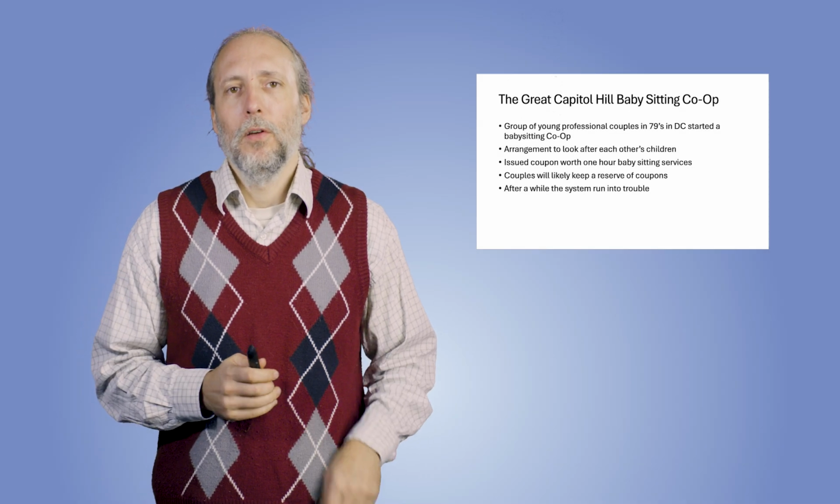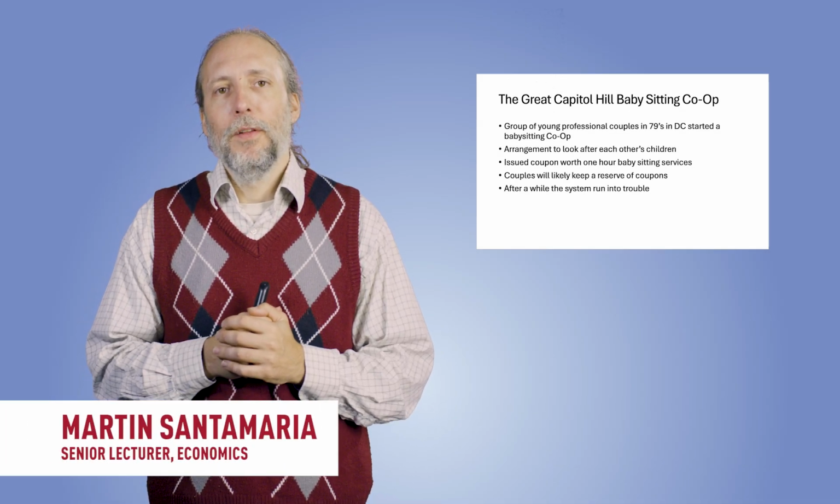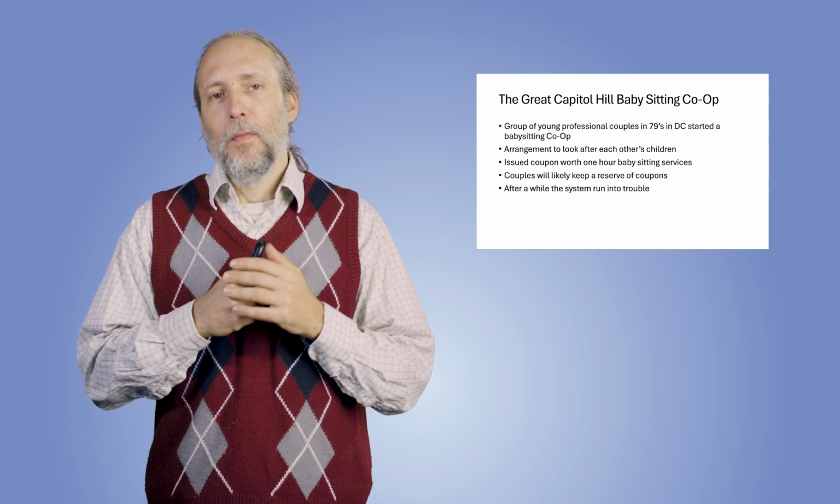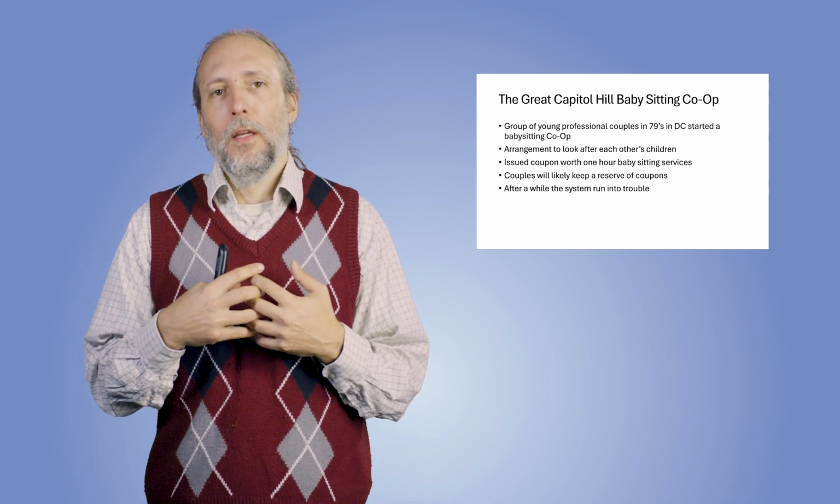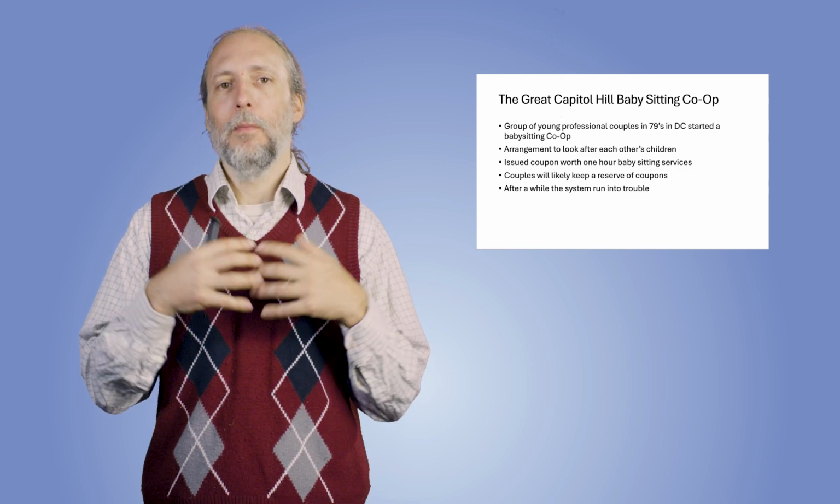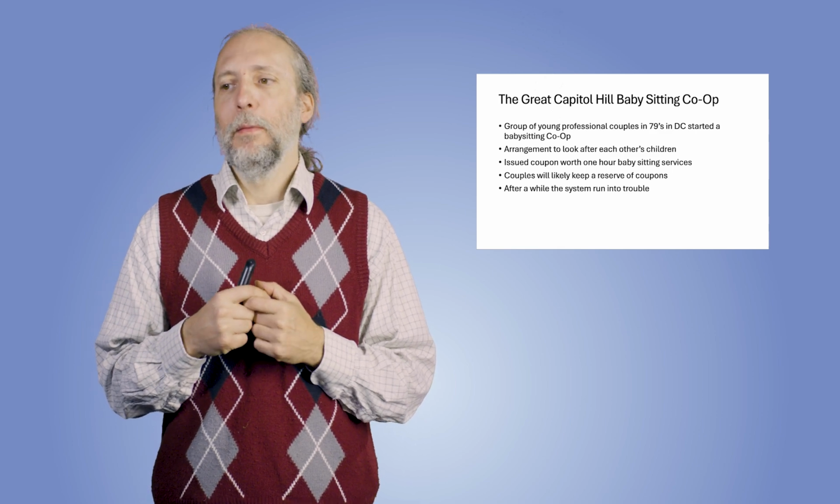Welcome to another video about macroeconomics. Today we're going to discuss an example to illustrate the theory of recessions by Keynes. And the example we're going to look at is referred to as the babysitting co-op.